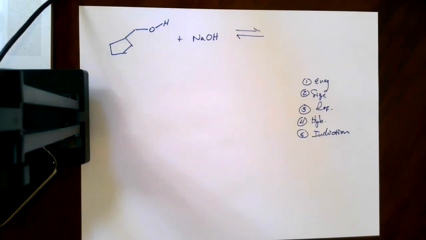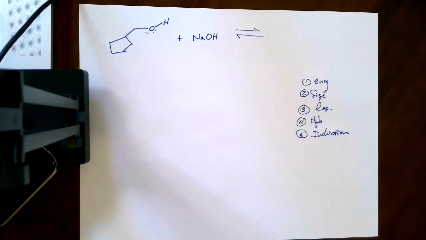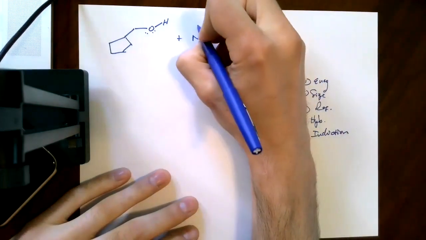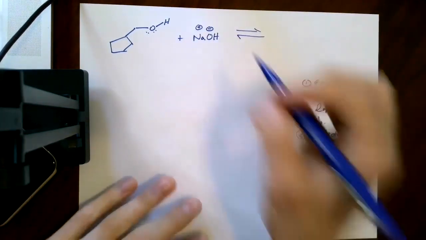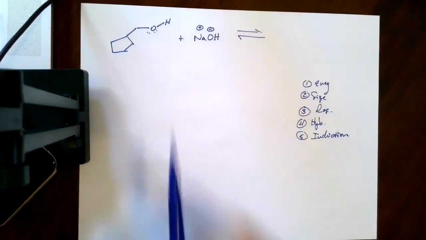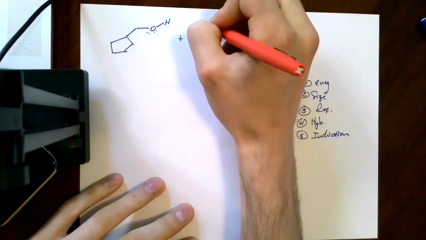All right, we have another problem. So let's take a look. We know that the species will exist like this. We can identify our base as hydroxide and then our acid is the weakly acidic alcohol. I will take my arrows and I will draw it accordingly.